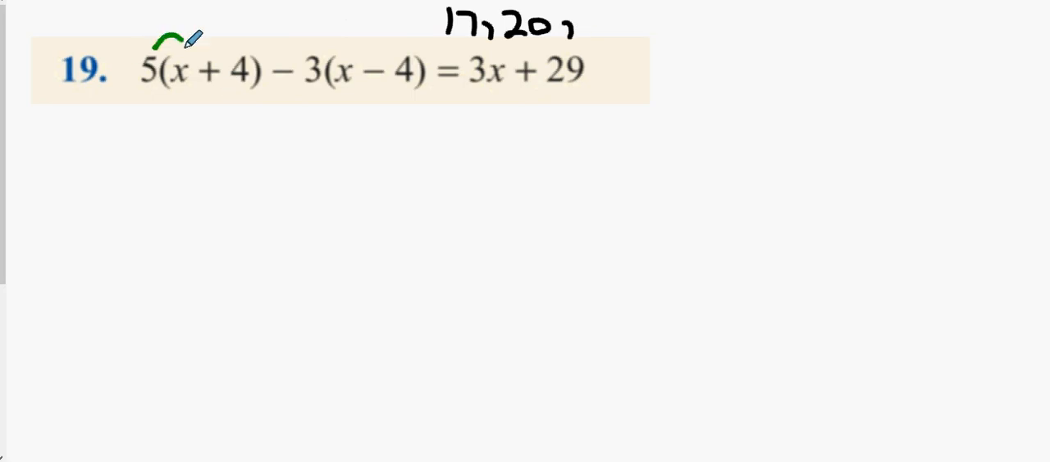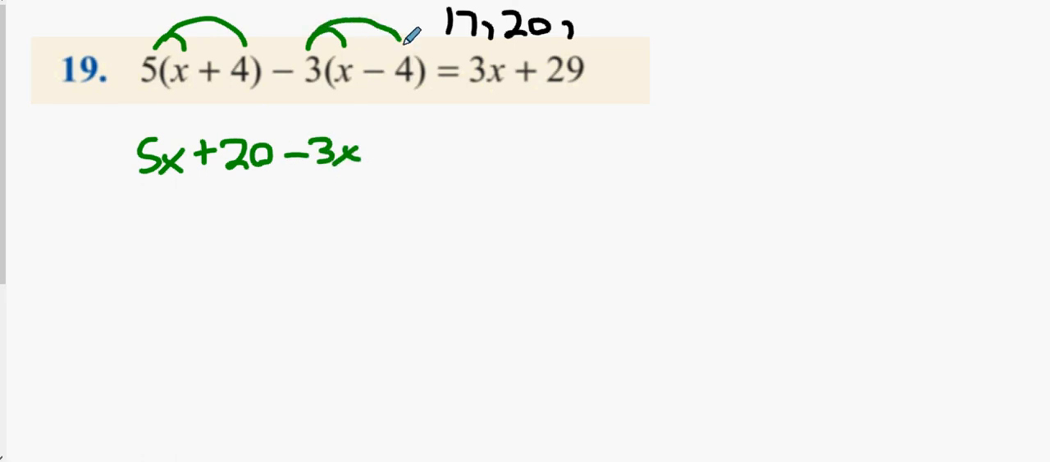Go on. So 5 by x is 5x. And 5 by 4 is plus 20. And minus 3 by x is minus 3x. And minus 3 by minus 4 is plus 12. And then equals 3x plus 29. Okay, reduce the left-hand side to make it smaller. So 5x minus 3x is 2x. And 20 plus 12 is 32.